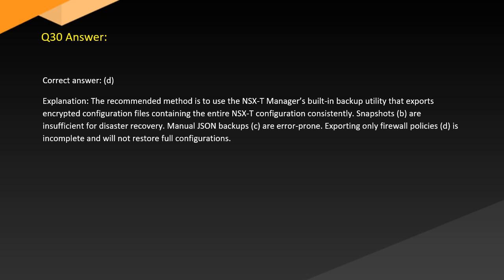Answer. Correct answer: A. Explanation: The recommended method is to use the NSX-T Manager's built-in backup utility that exports encrypted configuration files containing the entire NSX-T configuration consistently. Snapshots, B, are insufficient for disaster recovery. Manual JSON backups, C, are error-prone. Exporting only firewall policies, D, is incomplete and will not restore full configurations.